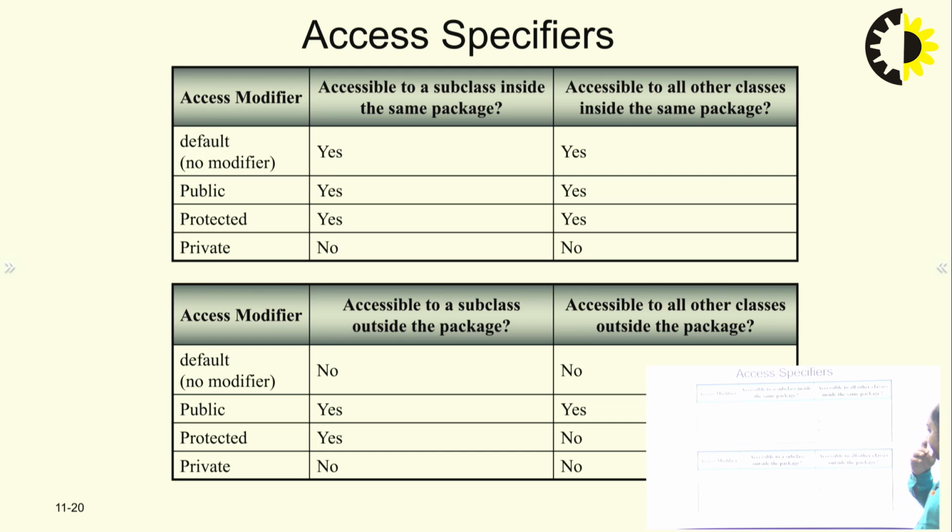Outside the package, only one access modifier can be accessed, which is the public modifier. If we define any variable or method as public, then it can be used anywhere in the program, either in a subclass, in a superclass, in any other class inside the package, or even outside the package. But other than public, we cannot use default, protected or private outside the package. And private we cannot even use inside the package and outside the package.